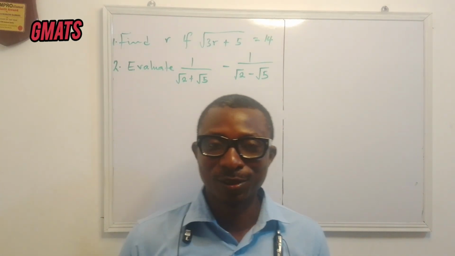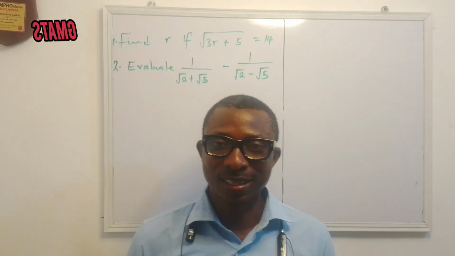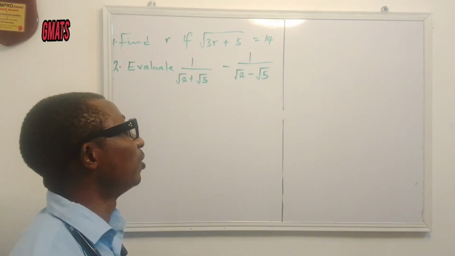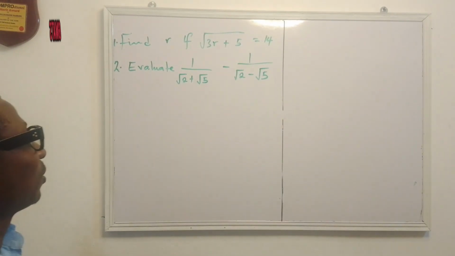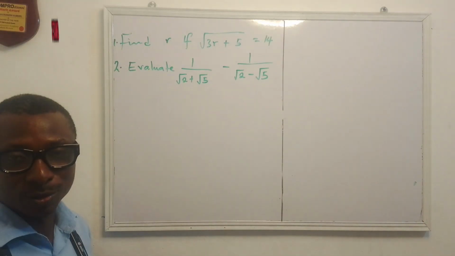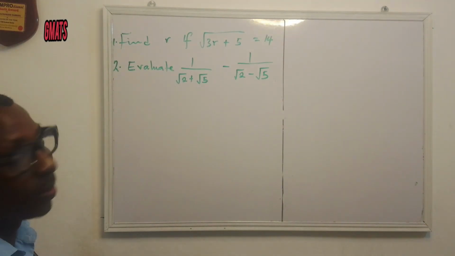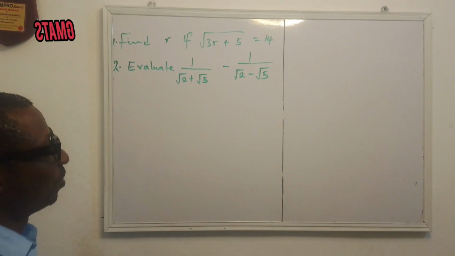I have some questions for you on the Surds. Let's look at how we are expected to solve this problem. Okay, now the first question, you have to find r if square root of 3r plus 5 equals 14. So how do you solve this problem?